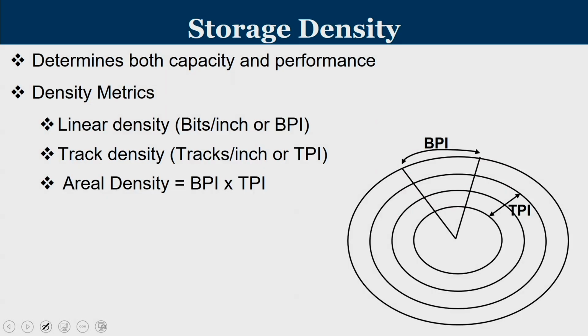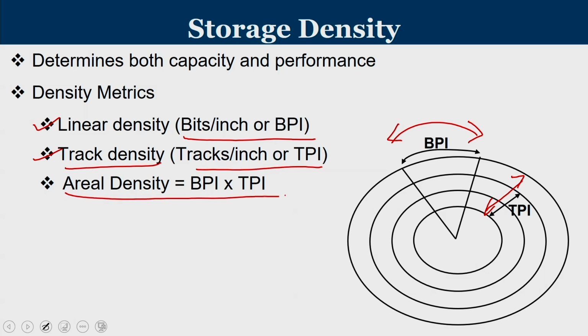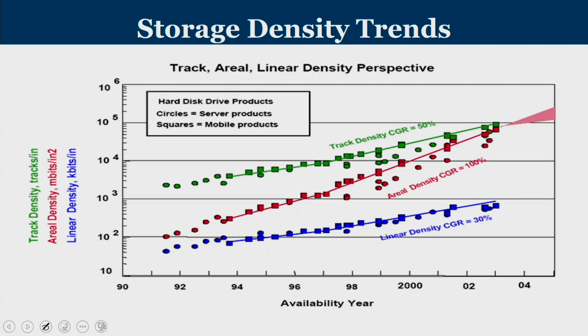Now, coming to storage density, we have something called bits per inch, the number of bits that I can store per inch, and the second parameter is called tracks per inch. These determine both capacity and performance, and the density metric is defined by linear density, that is bits per inch or BPI, and track density, that is tracks per inch or TPI. And what is the areal density? It is basically BPI times TPI. So, these are all different terminologies that are used to express the overall storage of the hard disk.